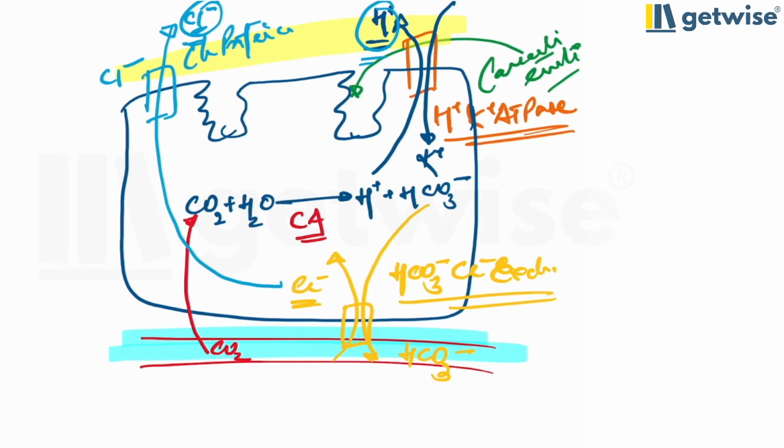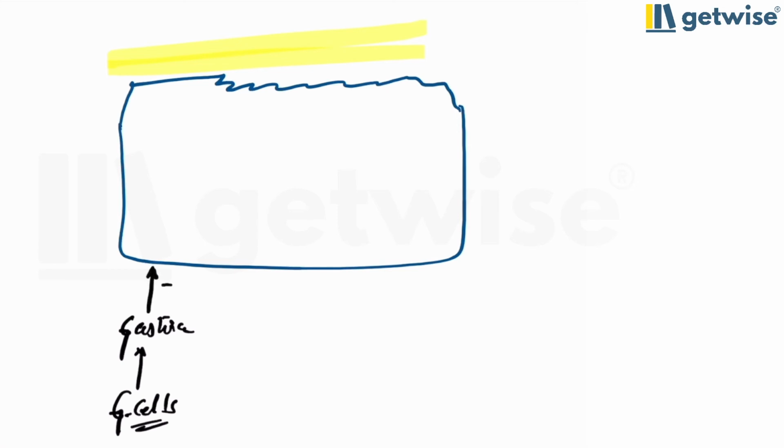Now let's have a look at the regulation part. Let's draw a parietal cell again. This is a parietal cell, this is the luminal side, and this is the basolateral side. There are G cells inside the stomach. They will secrete gastrin, and gastrin will act on the CCKB receptor. It will stimulate the CCKB receptor.